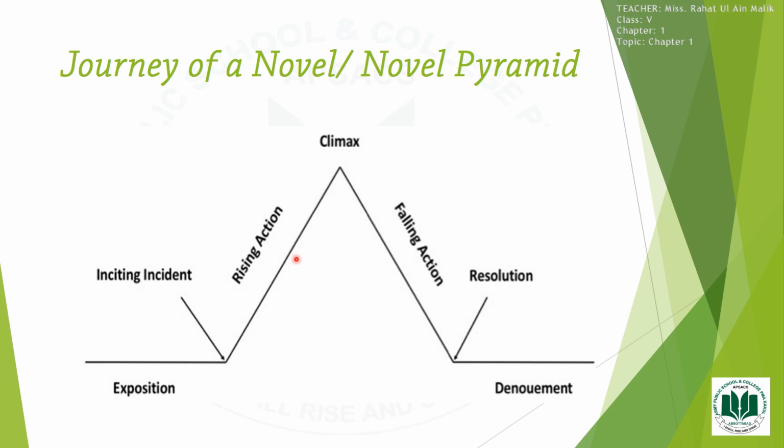So this is how a novel moves. It starts with an exposition, it goes on to the inciting incident that leads it to rising action, then it climbs up to the climax. After the climax, it climbs down to falling action, reaching the resolution, and by the end, it concludes at denouement.